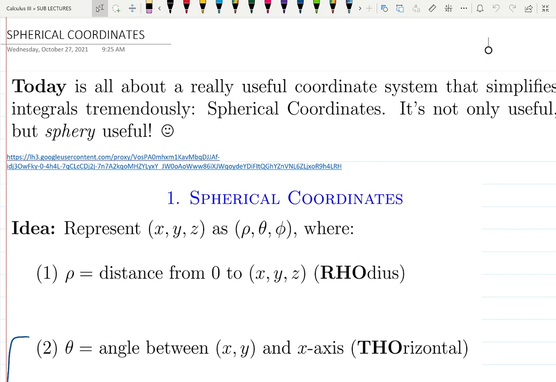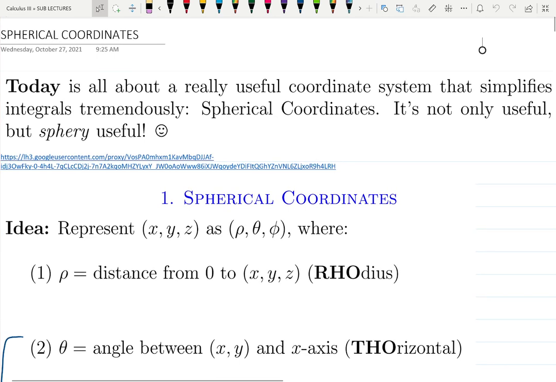Spherical coordinates are one of the most useful coordinate systems, and they simplify integrals. It's not only useful, but it's very useful. That's not my joke, but I really like it.